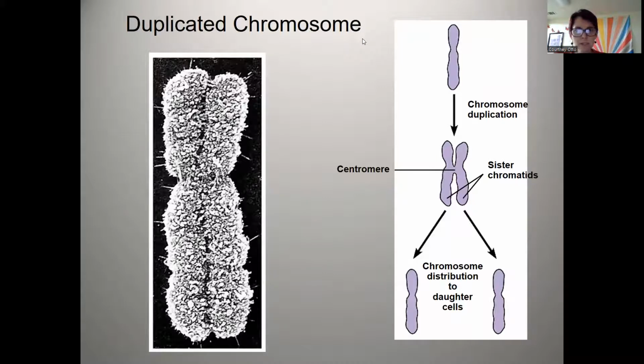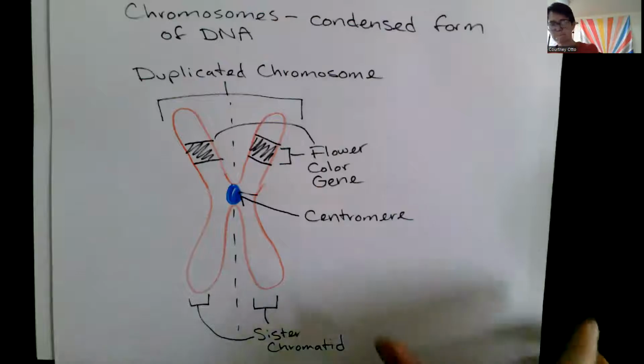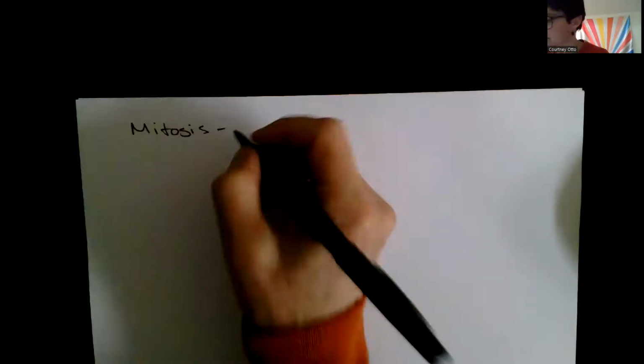Well, now what I'd like to do is illustrate or model for you what this all looks like, right? How our cells are going to divide. So we're going to be going through mitosis. We're going to be seeing that ultimately what happens in mitosis is that we're going to get one parent cell dividing to produce two identical daughter cells.